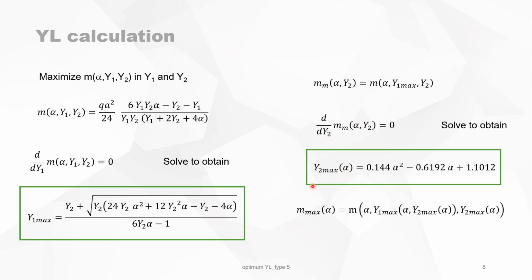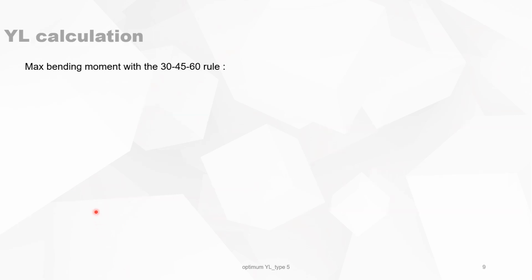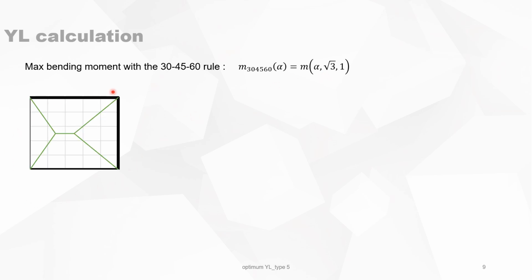We see that we have the two conditions to maximize the function M, the function of bending moment. The maximum bending moment with the 30, 45, 60 rule is then the general formula for the bending moment with alpha and y1 and y2. Looking at an example, we see that y1 is the tangent of 60 degrees, which is square root of 3. y2 is the tangent of 45 degrees, which is 1.